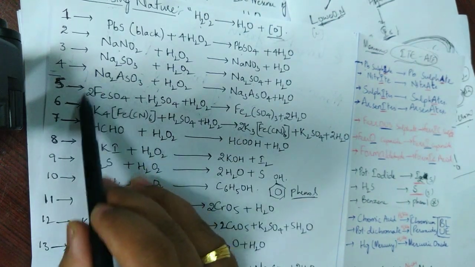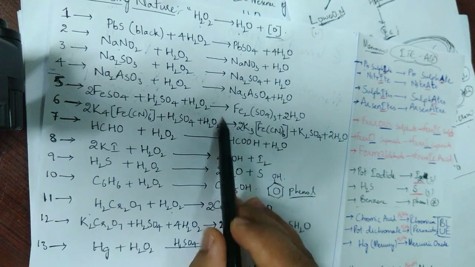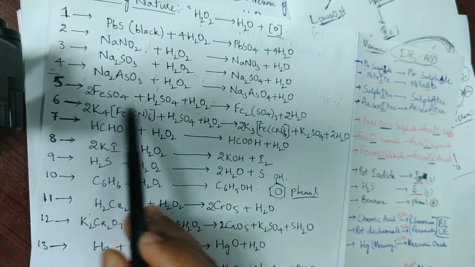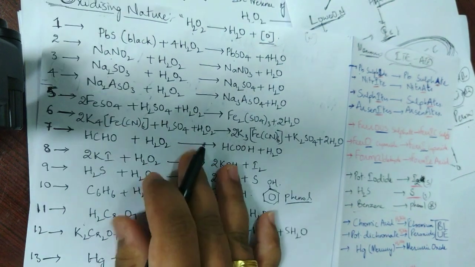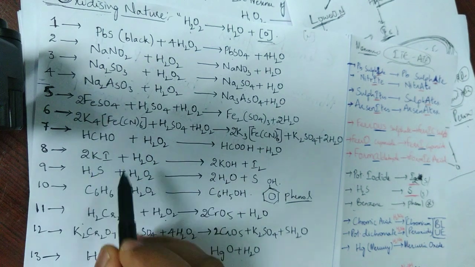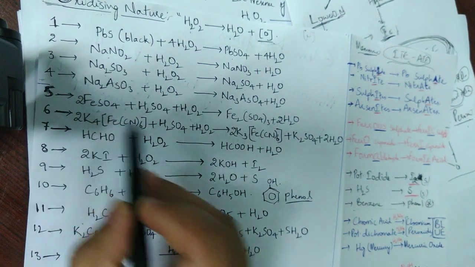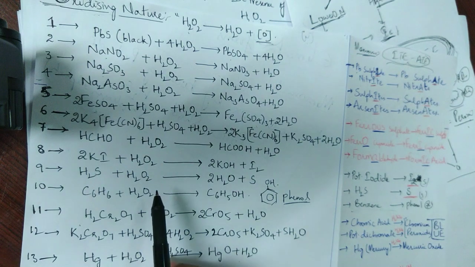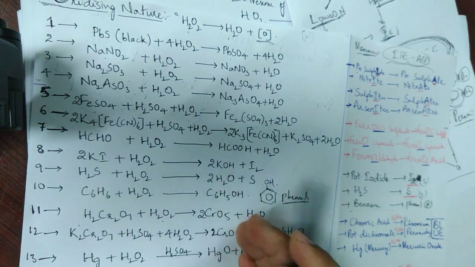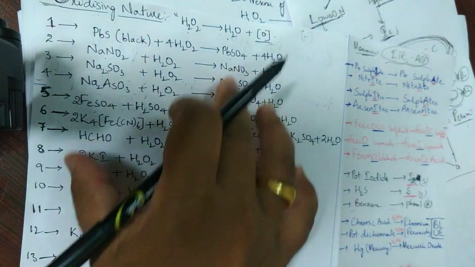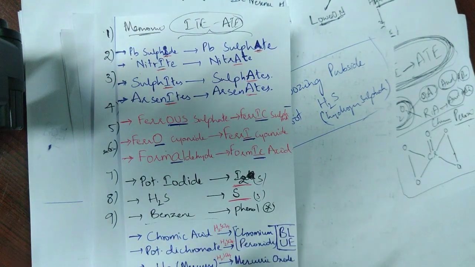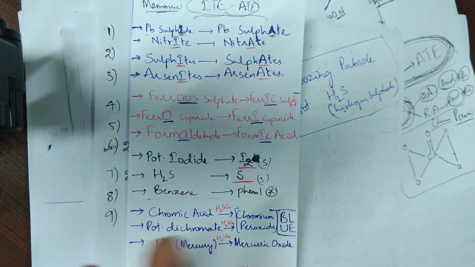Ferrous sulfate to ferric sulfate, ferrocyanide. I said potassium ferro. And how do I know? As I said, by finding the oxidation number you'll identify it very clearly. In this you'll have the +2 oxidation state, and here the +3 oxidation state. Then formaldehyde to formic acid, and so on. So don't learn this by heart, I have somehow helped to at least summarize some reactions.